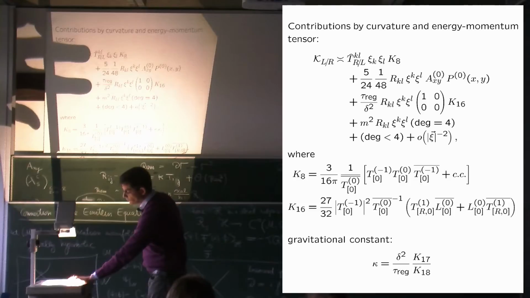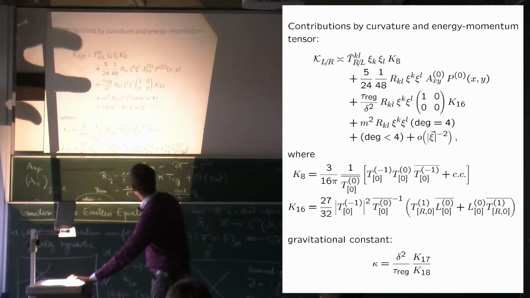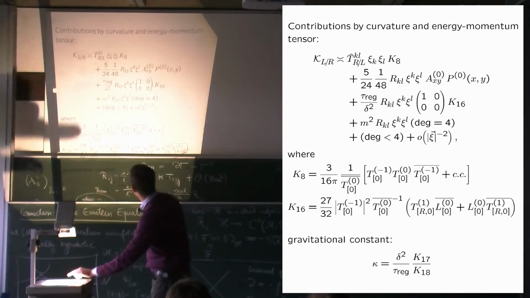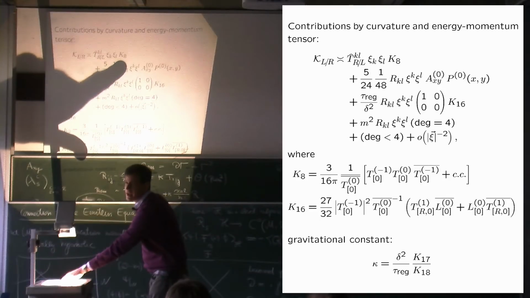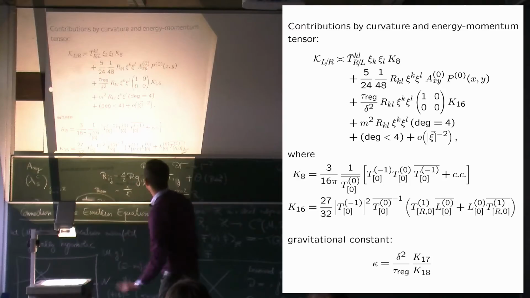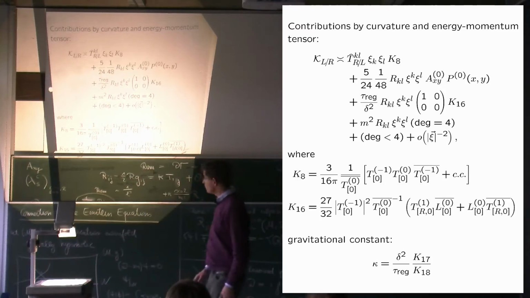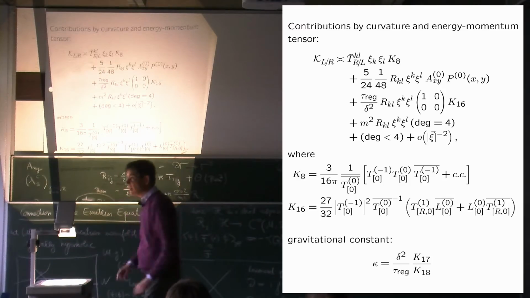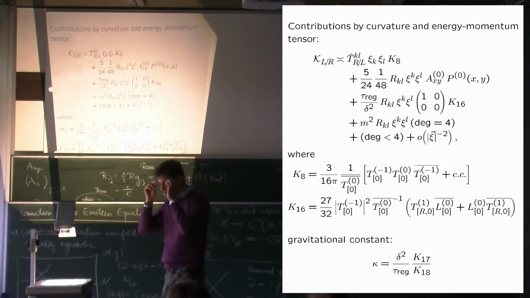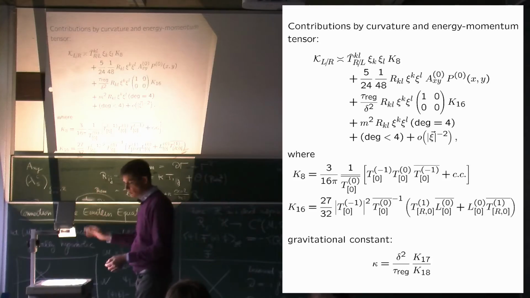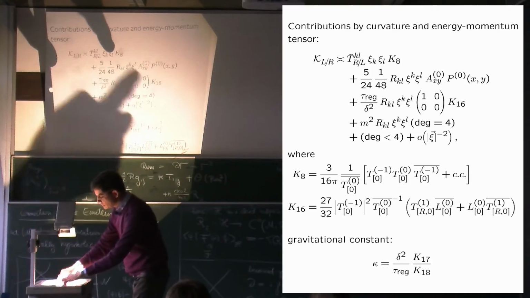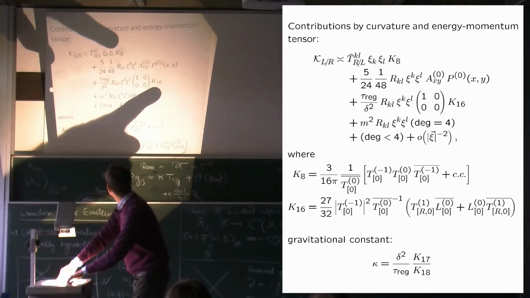And those two can in fact compensate each other. The good thing is that this K16 has the same degree on the light cone as the K8. So when we evaluate weakly away from the origin, they give the same scaling behavior in epsilon, and therefore we can let epsilon go to 0, and they just give some real coefficients here.